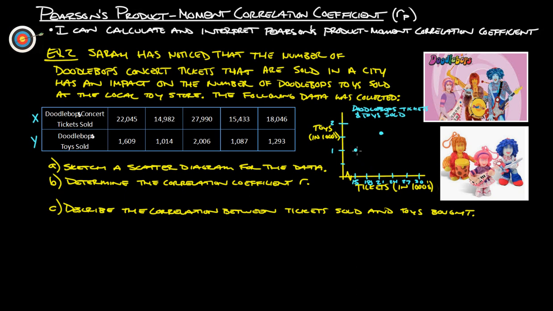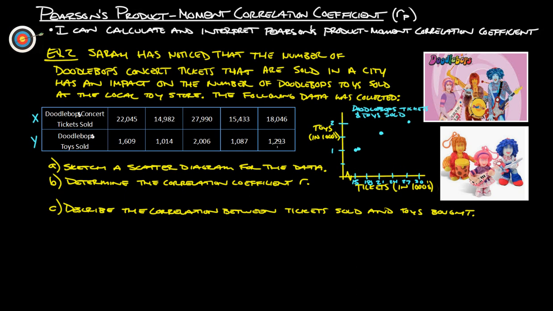Again, this is just kind of a rough graph. You don't need to go through and measure this all off. 27,990. So that's 28 and 2,000. So 28 and 2,000 here. And then this is 15 and a half and about 1,000. So that's right about in there too.